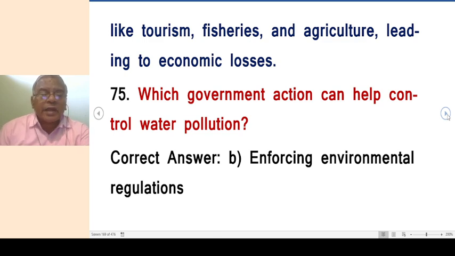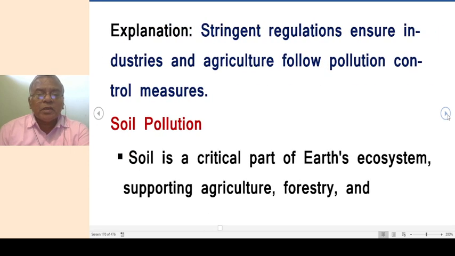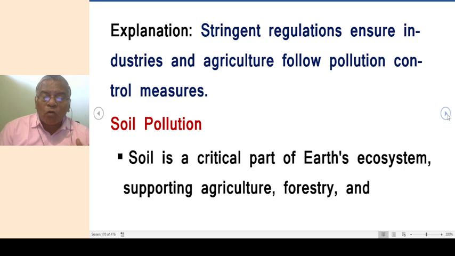Which government action can help control water pollution? Enforcing environmental regulations. Stringent regulations ensure industries and agriculture follow pollution control measures.